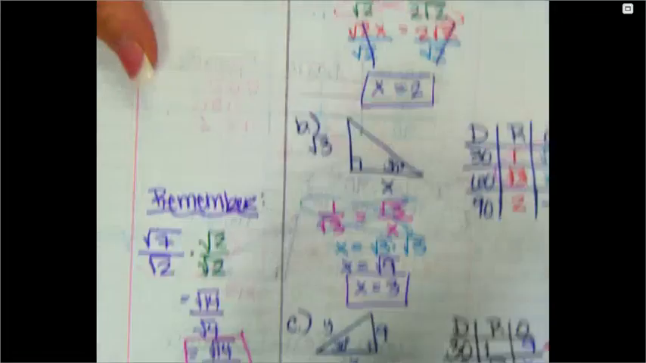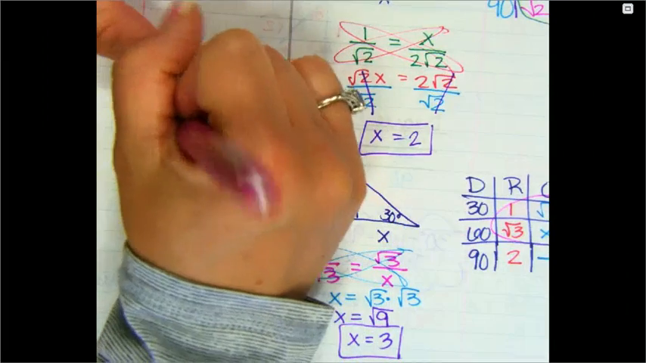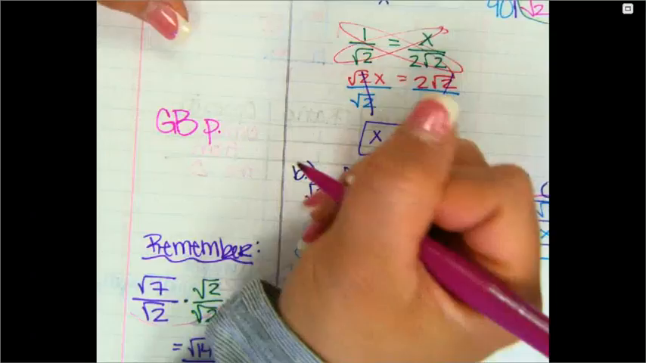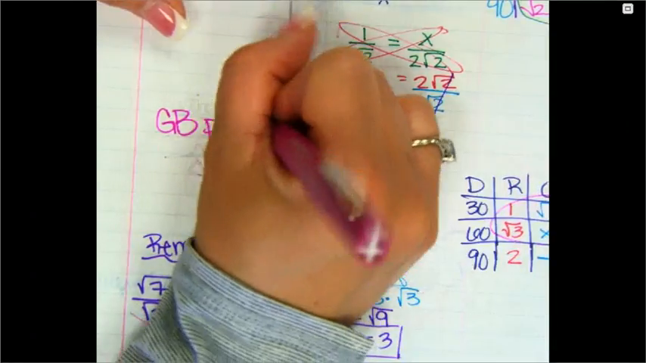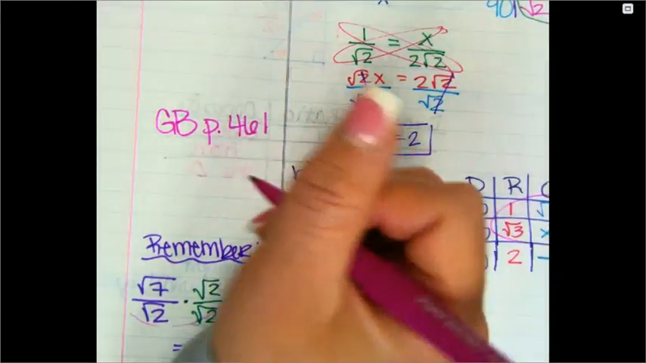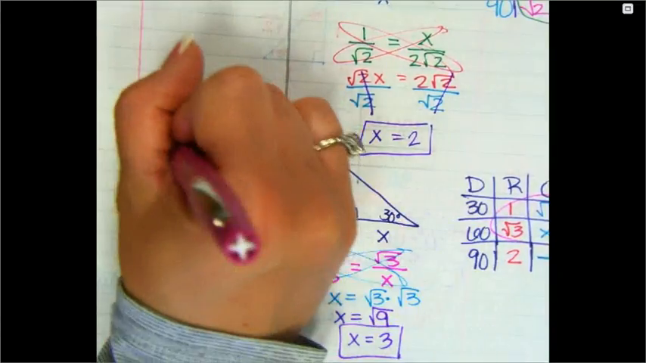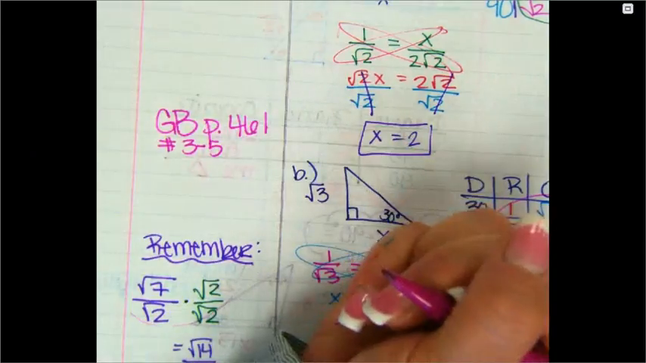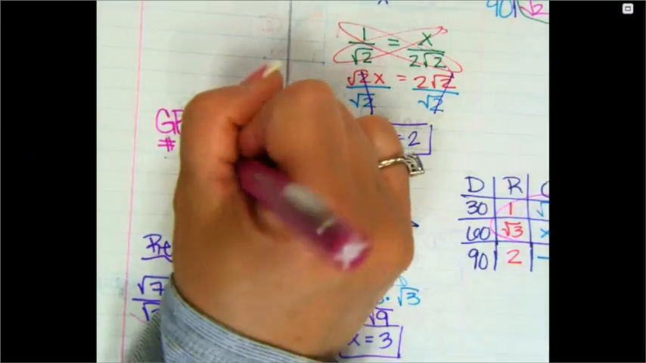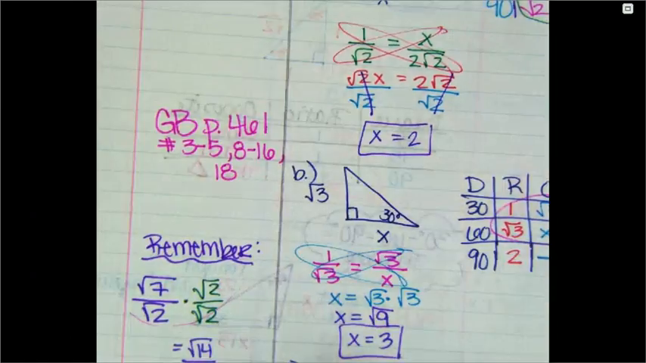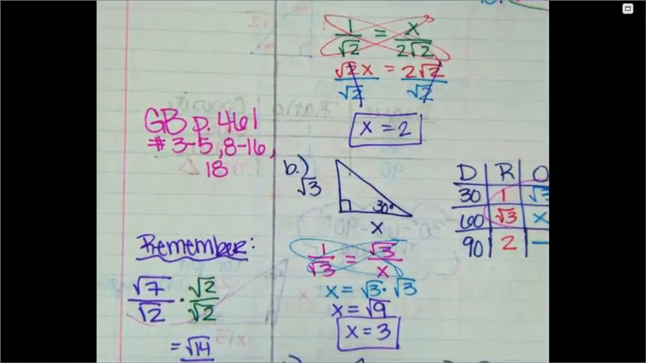Here's your homework. In your book, page 461. Yes, G stands for geometry. We're not going to touch that algebra 2 book probably ever, or the algebra 1 book. Well, you don't have those books. Page 461, problems 3 through 5, 8 through 16, and number 18.